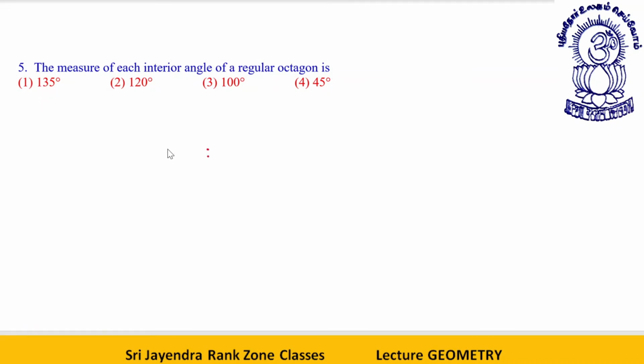How come? What is the exterior angle? Exterior angle is 360 by 8. That will give you 45 degrees. What will be the interior angle? It will be 180 minus exterior angle, or 135 degrees. I'm sure it is clear to all of you and makes sense. Fine. Let's take the next one.